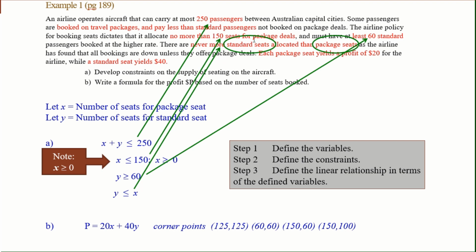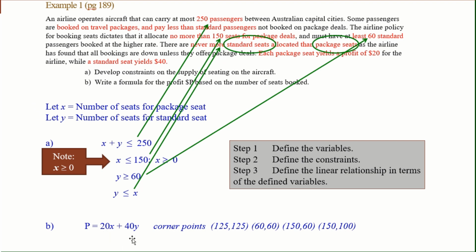There are never more standard than package. So standard should always be lesser or equal to package. Y will be lesser or equal to x. So this is how you extract out all your inequalities, and then you're going to draw these inequalities out. Try to highlight everywhere there's a number because every number needs to be used. Every constraint needs to be used: at least, at most, more than, less than, all right?